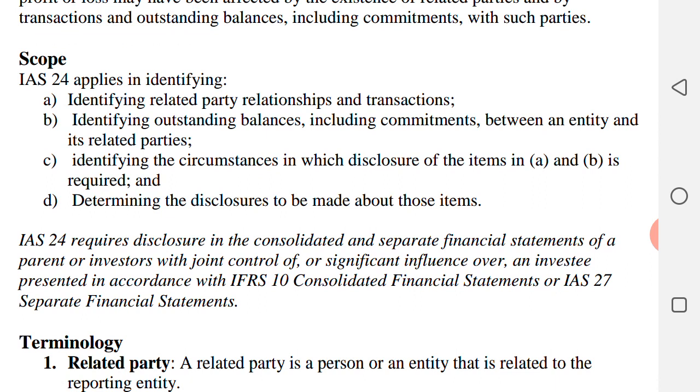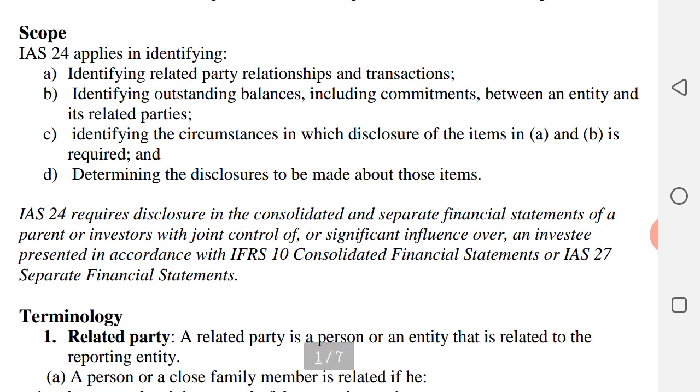(b) identifying the outstanding balances, including commitments, between an entity and its related parties. You must tell us the outstanding balances. What are the balances that I mean? How much is the value of the item transacted, and what is the balance? How much have you paid? So this should be disclosed in the financial statements. Then (c) identifying the circumstances in which disclosure of the items in (a) and (b) is required. Now, the standard goes further and says not all related party transactions must be disclosed, because you must look at the materiality of that transaction before you can disclose it.